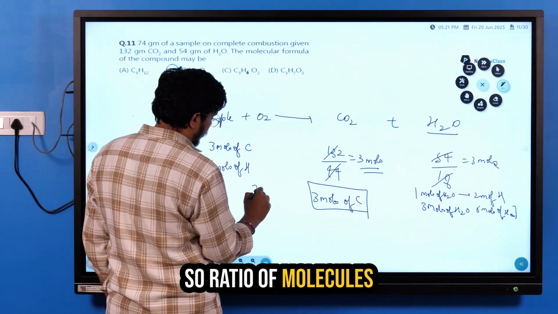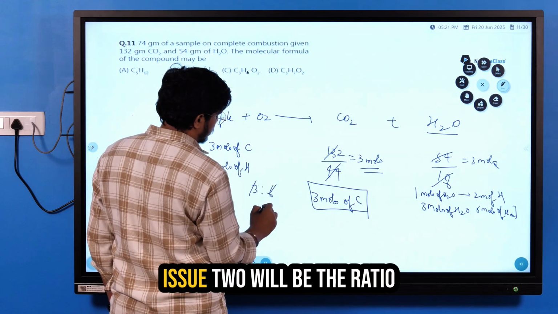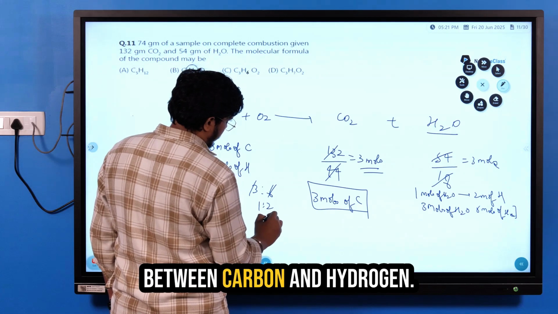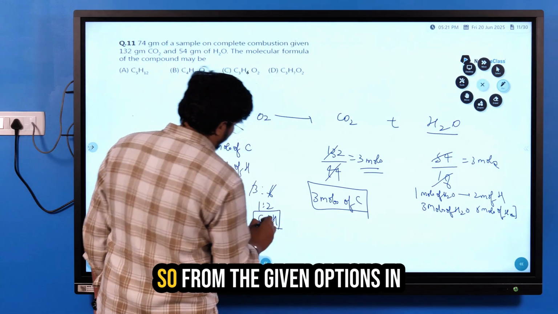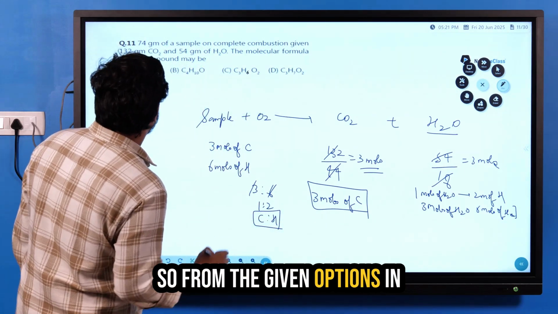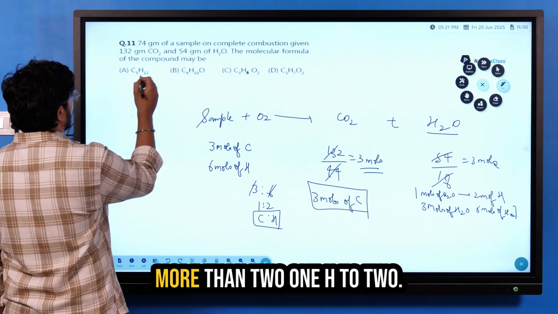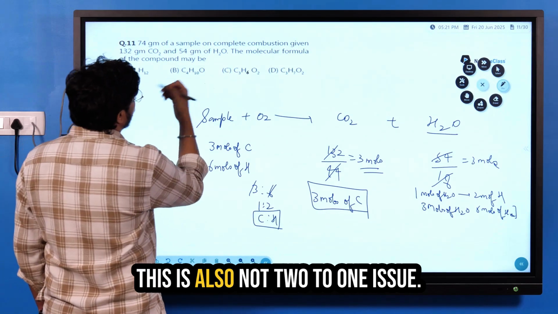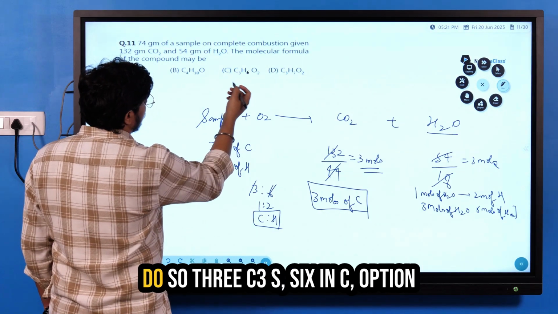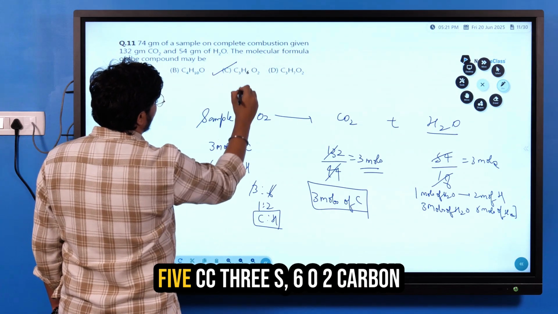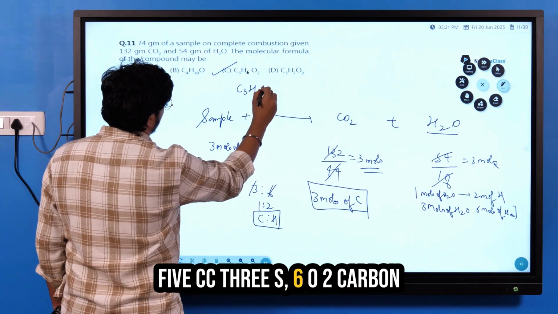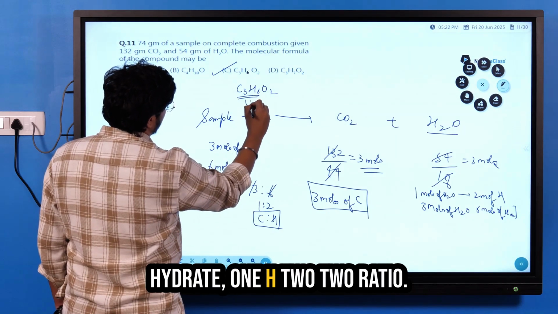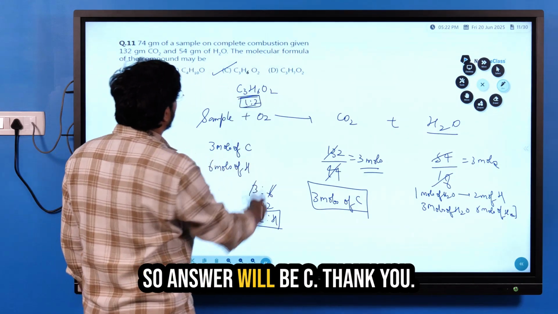So the ratio will be 3 divided by 6, 1:2 will be the ratio between carbon and hydrogen. So from the given options, in this the carbon hydrogen ratio is more than 1:2. This is also not close to 1:2. So C3H6 in option C, if I see, C3H6O2, carbon hydrogen is 1:2 ratio. So the answer will be C.